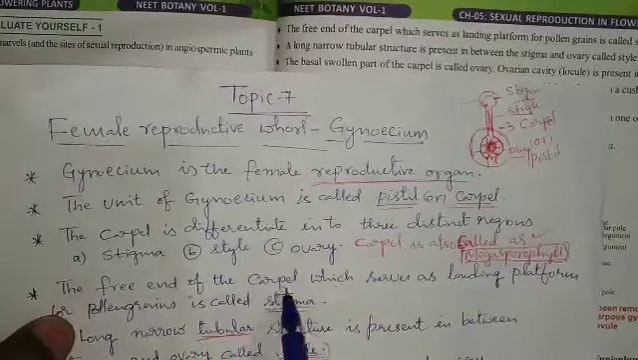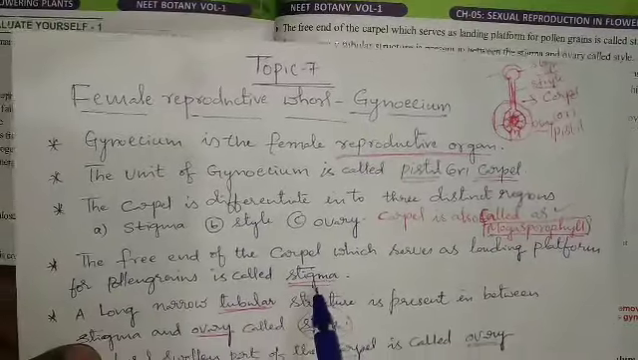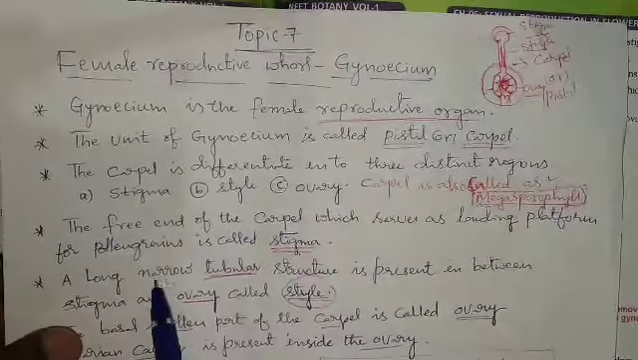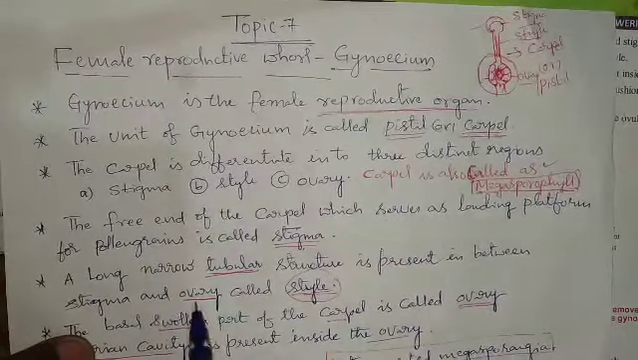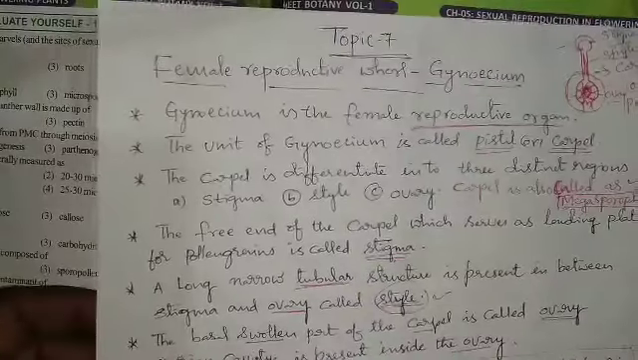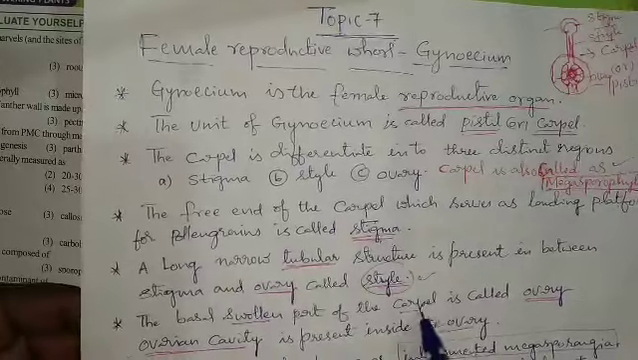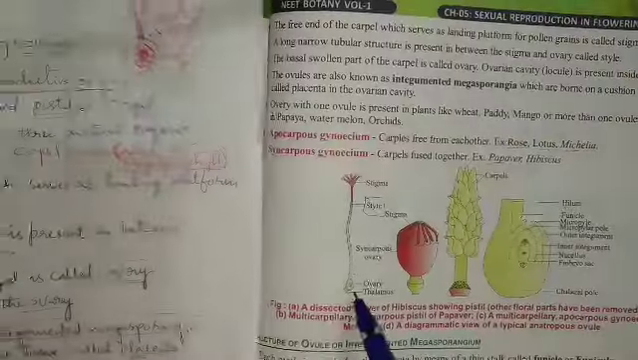The free end of the carpel, which serves as a landing platform for the pollen grain, is called the stigma. The long narrow tubular structure between the stigma and ovary is called the style. And next, the basal swollen part of the carpel is called the ovary.